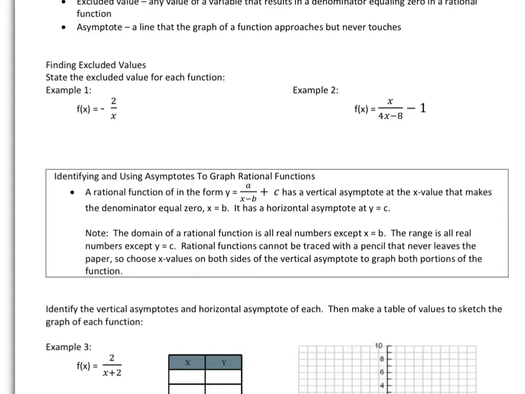Lesson 9.1, Video 3. Identifying and using asymptotes to graph rational functions.